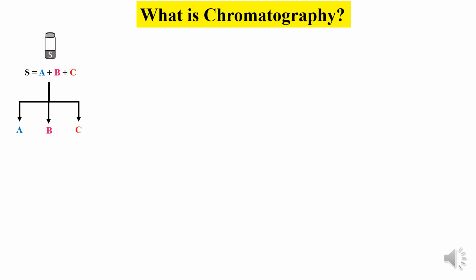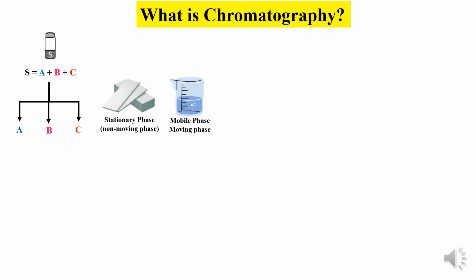Now the given sample mixture can be separated into individual components A, B and C using a stationary phase and a mobile phase. A stationary phase is a non-moving phase. It stays put during the experimentation, while the mobile phase is a moving phase and it moves over the stationary phase during the chromatographic separation process. So chromatography is a separation technique where the given sample mixture is separated into individual components using a stationary phase and a mobile phase.